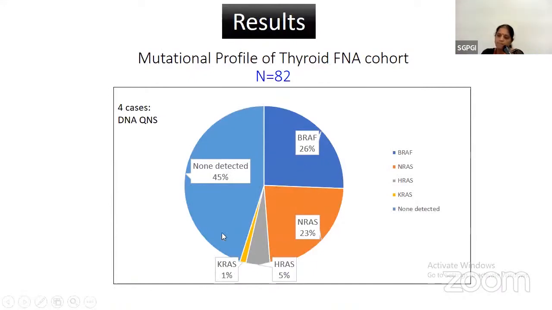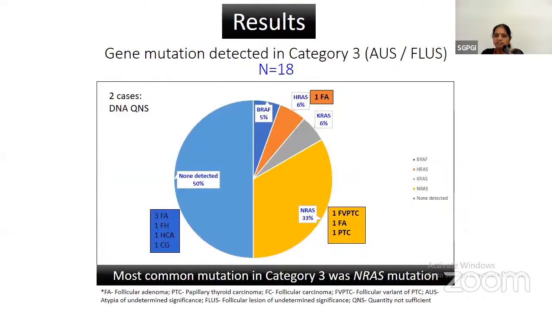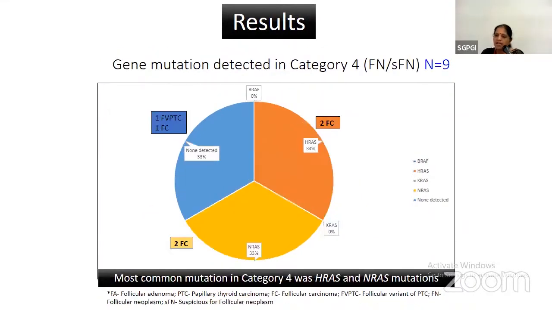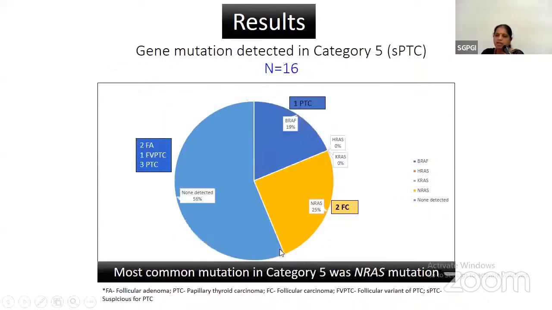Basically this was the mutational profile. We could see BRAF and NRAS in nearly 55% and in 26 and 23% of the cases respectively. When you look at Bethesda categories, NRAS turns out to be the most common mutation in category 3, and in category 4 you had both a few HRAS and a few NRAS coming up, and so also in category 5.